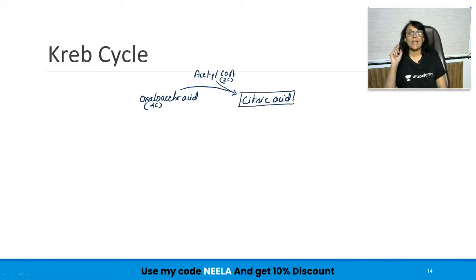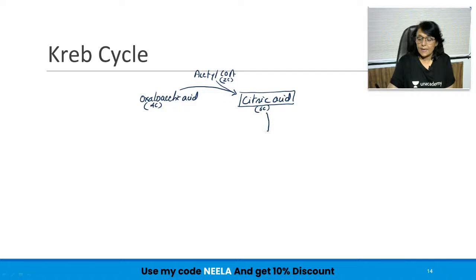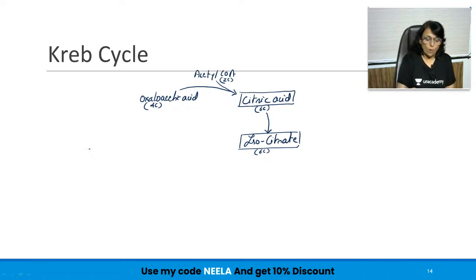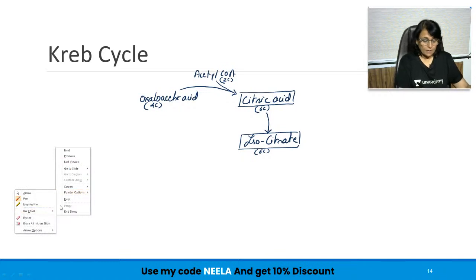We have to keep a track of carbon compounds so that we know where carbon dioxide is removed and all those things. Citric acid changes into its isomer, that is isocitrate. It is an isomer, that means this is also a 6-carbon compound. Now in this part, let us write down the name of the enzyme. We are writing the enzyme for the isomerization.